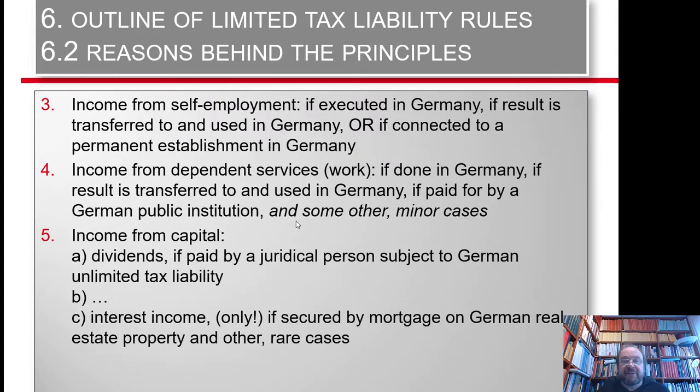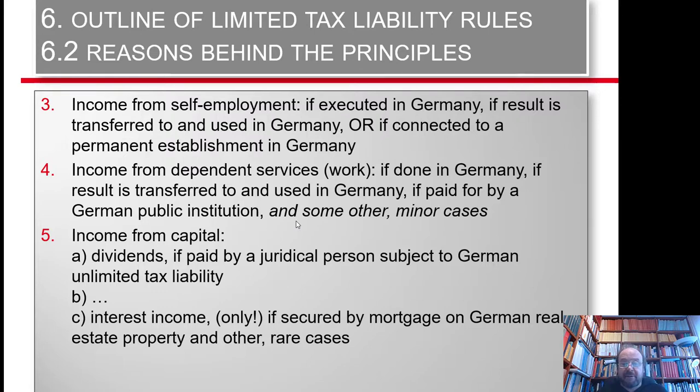Income from self-employment is always regarded as inland income if it's executed in Germany, so if the services are performed here. If the result of the work is transferred to Germany, so you write a book and then give the right to print it to a German publishing house, that would classify for that. Or if it is connected to a permanent establishment of somebody in Germany or of your own, better of your own in Germany. Income from dependent work, if the work is done in Germany, if the result is transferred to and used in Germany, and if it is paid for by a German public institution, and some other minor cases.